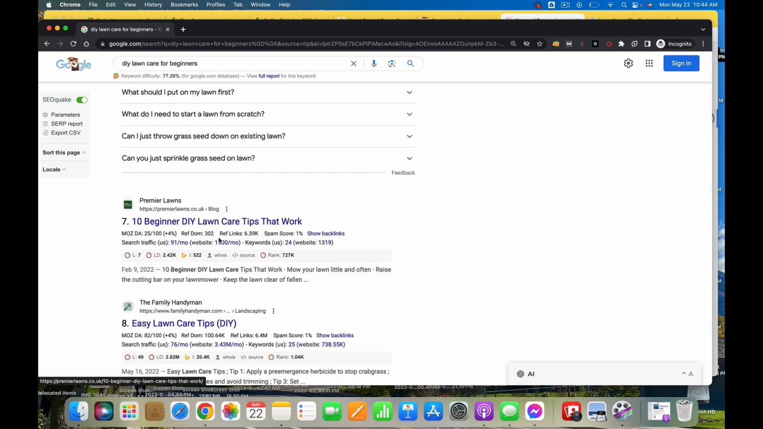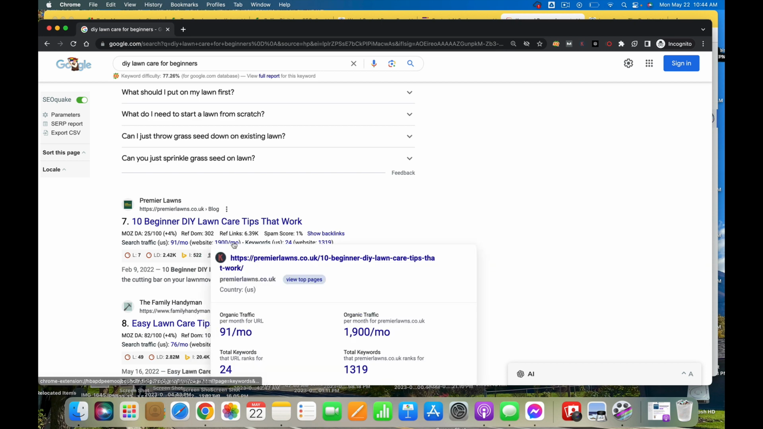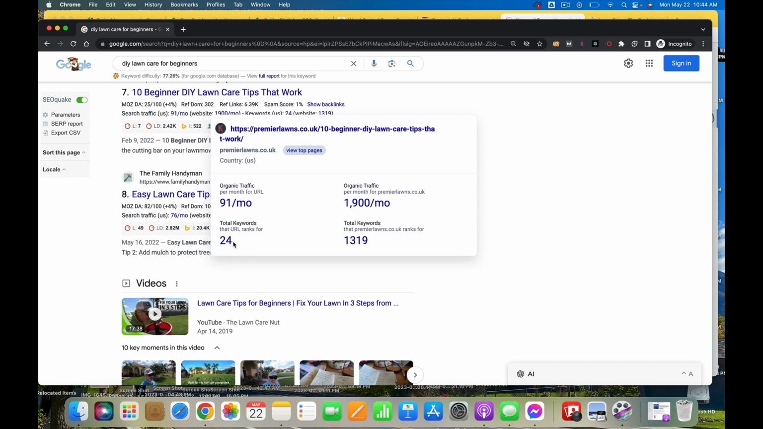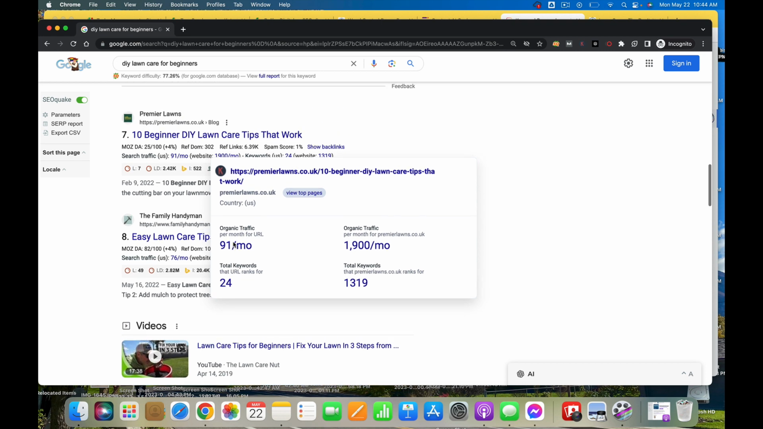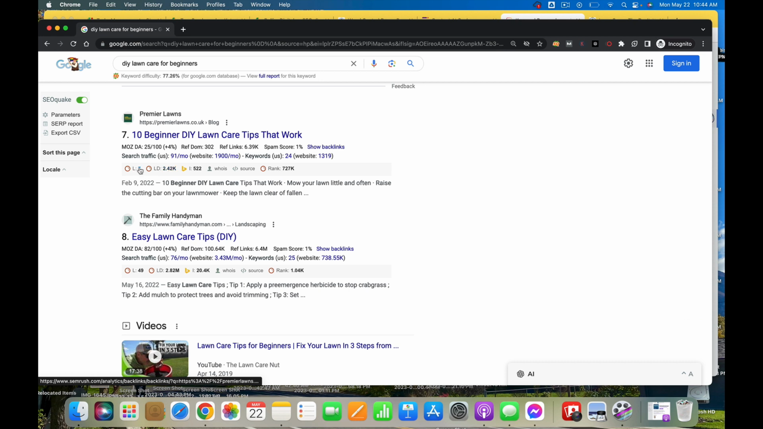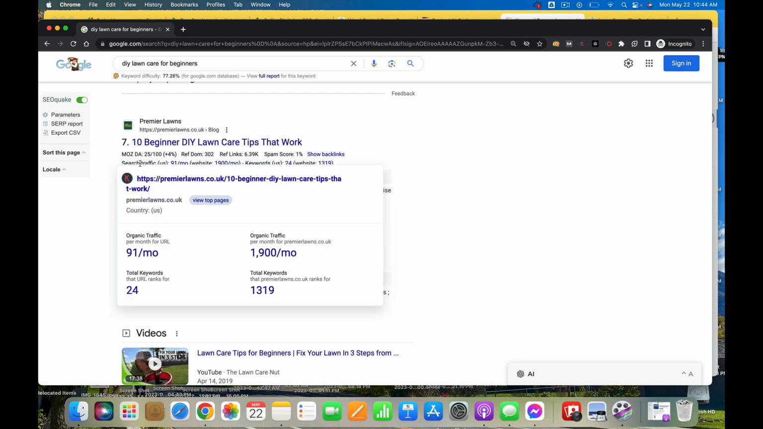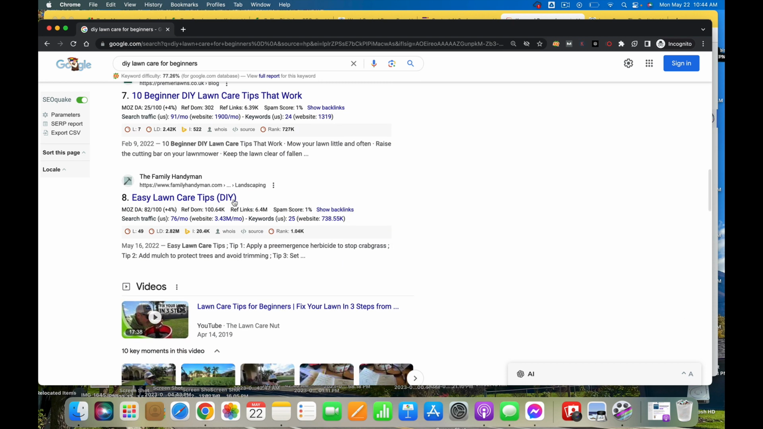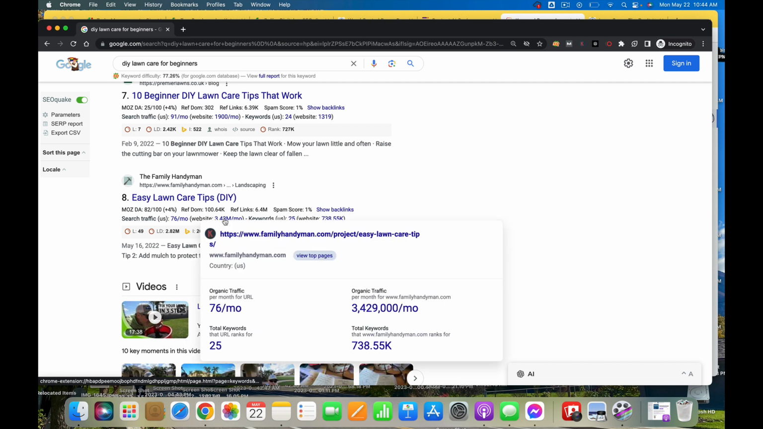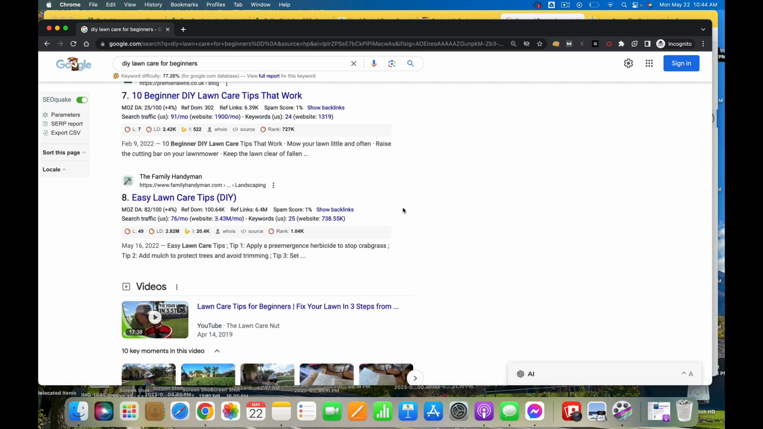That's his traffic. This is the UK one, which I don't think is really going to be our competitor. Now, Handyman is very top. Look at their organic traffic. This is really, really hard to beat. But the reason why I think we might have a chance is because it's not an exact match.